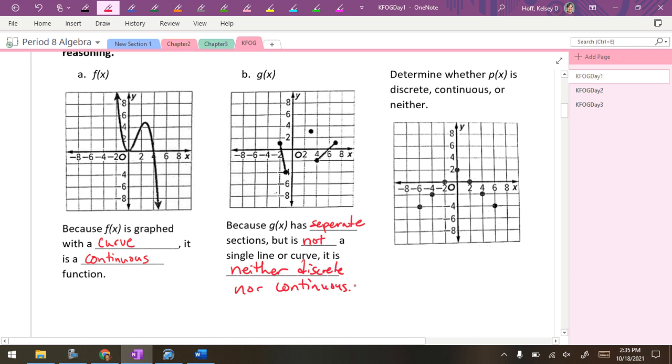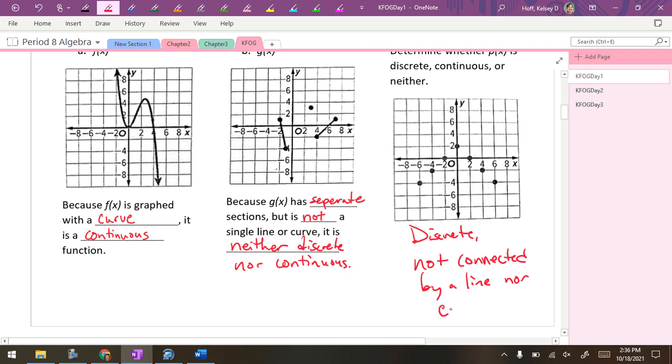This is just easing us into what things you're looking at. It's going to be more like example C. Is P of x discrete, continuous, or neither? How do you know? They are not connected. It is discrete. It is not connected by a line nor a curve.